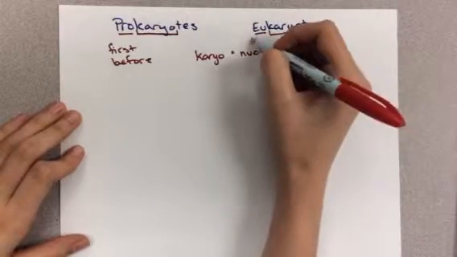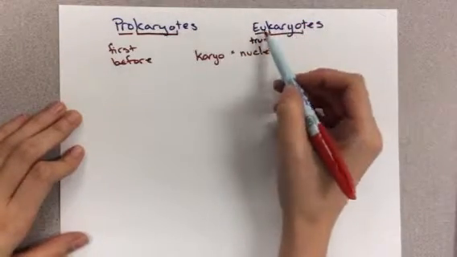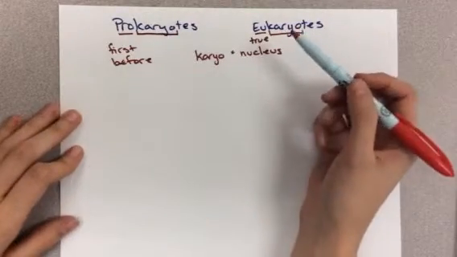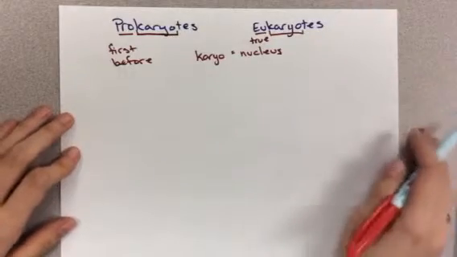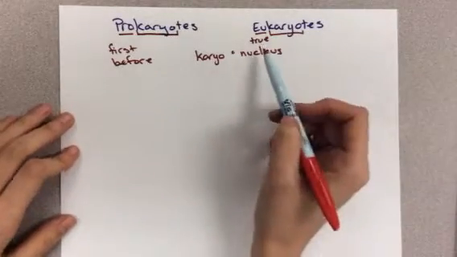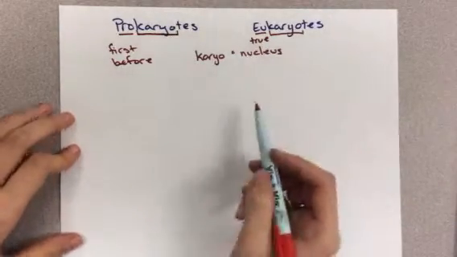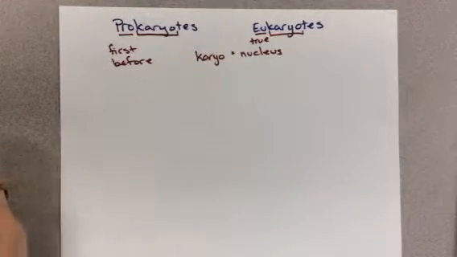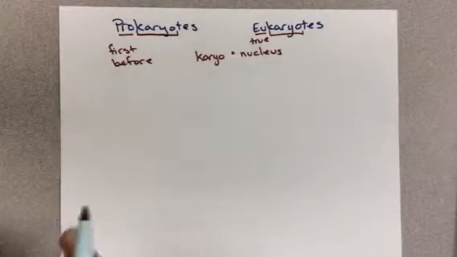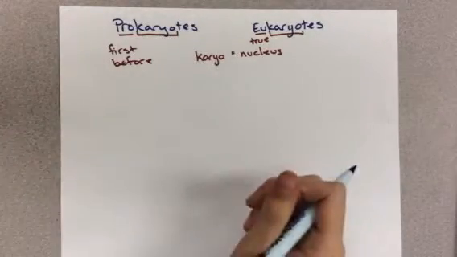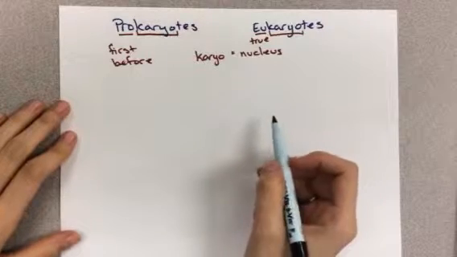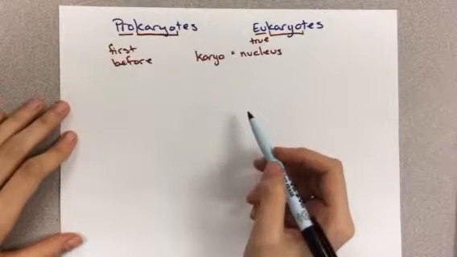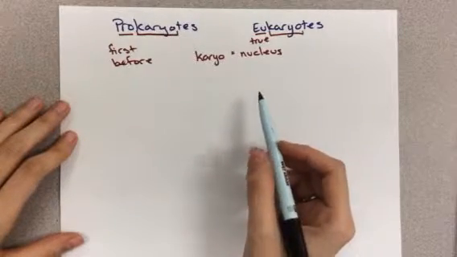Eukaryotes, the eu part means true. So eukaryotes have a true nucleus, meaning animal cells, plant cells, those that we have already talked about, and some others that we'll look at some more later, they do have a nucleus. So that is the major difference between prokaryotes and eukaryotes. However, there are a couple of other differences, and I would make a Venn diagram, although it's not really conducive to that sort of thing.